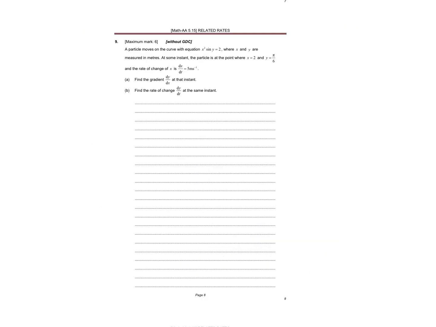All right, a particle moves on the curve with the equation that, where x and y are measured in meters. At some instant, the particle is at a point where x is 2 and y is pi over 6, and the rate of change of x is that. Find the gradient at that instant. So we've got first times the derivative of the second plus the derivative of the first times the second equals 0.